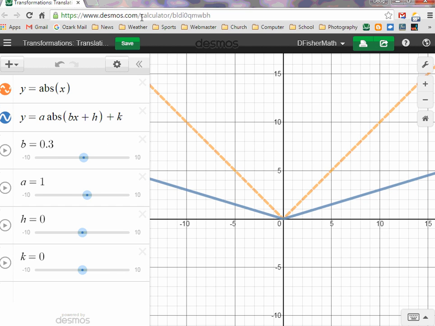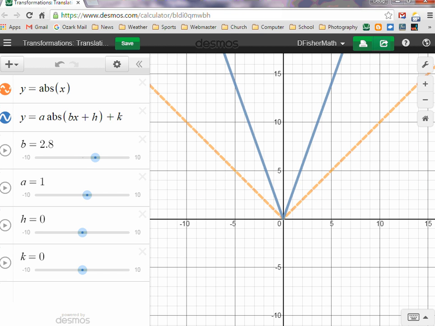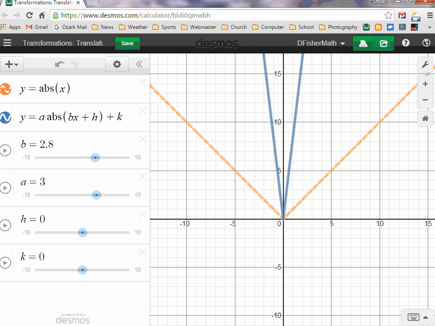If I take it and we are going to compress it horizontally, which means my b needs to be bigger. So there you go. I got my b 2.8. And then I'm going to stretch it vertically, so my a needs to be bigger. So let's move my a bigger. There you go. It just continues to narrow it down like that.